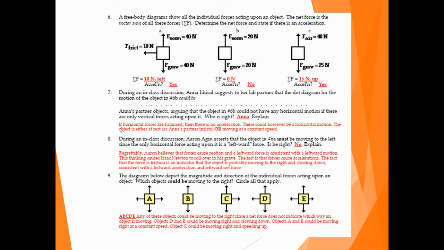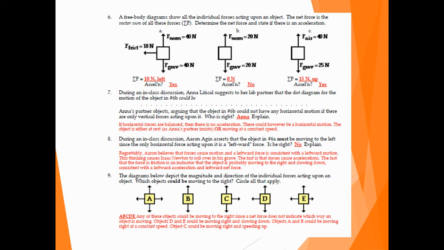So number 9, the diagrams below depict the magnitude and direction of all the individual forces acting upon an object. Which objects could be moving to the right? Circle all that apply. The answer is all of them. So any of these objects could be moving to the right since a net force does not indicate which direction an object is moving.